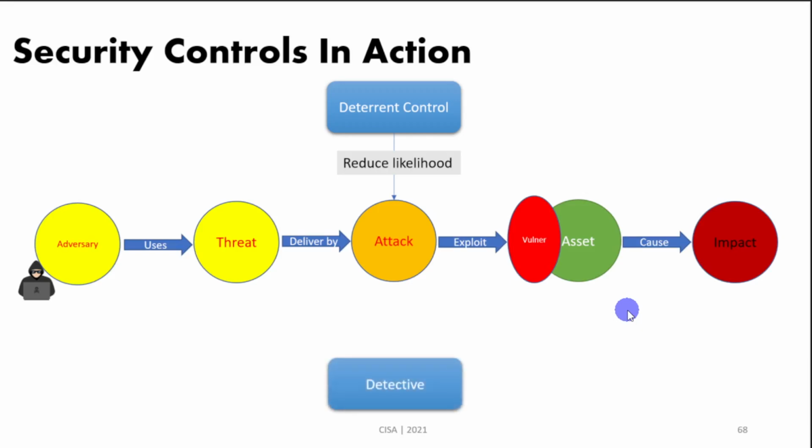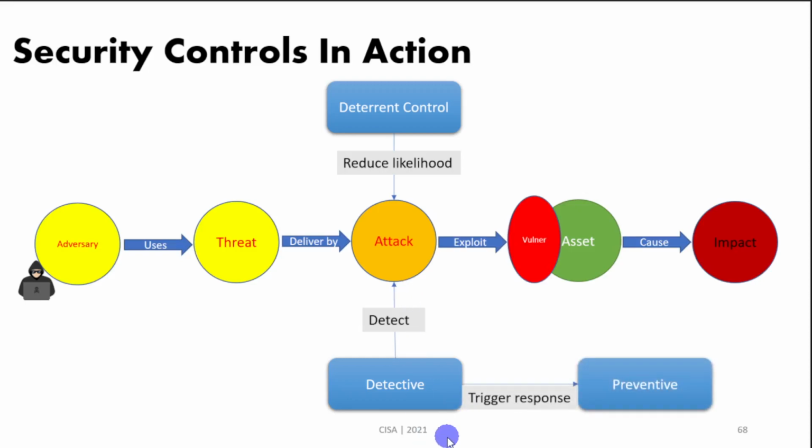We also have the detective control. Detective control is used during the attack to detect the attack. Detective control has another mission, which is to trigger the response. For instance, a security camera is a detective control. Once the motion sensor or the security camera detects motion, it will inform the security team or the physical security guard. The security guard in this case is the preventive control. They will be notified that there is an attack, so go and handle it.